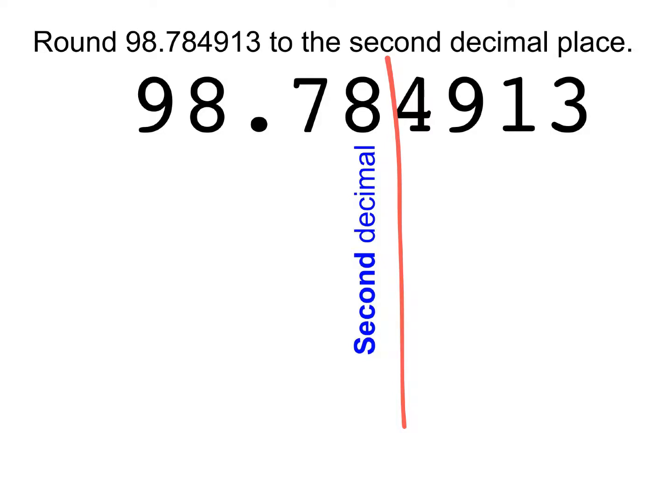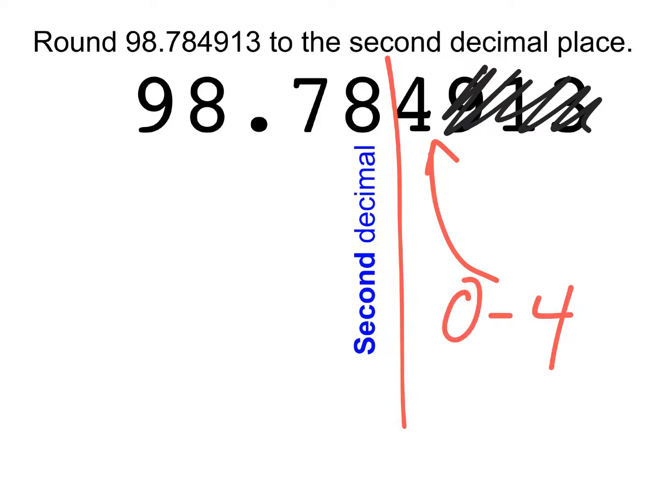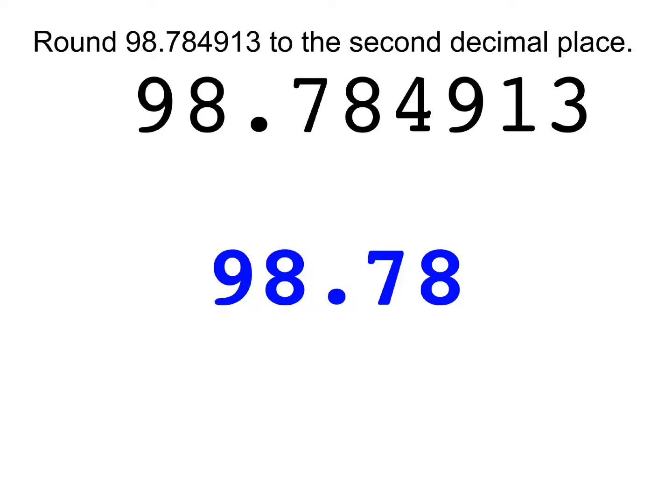All right? Now, what tells us that is the one next number. I don't care about any of these other numbers out here. I only care about that one next number. So based on that, are we going to have to change it to a 79? No. It's going to stay 78. Why? Because this number here, this 4 here, is under 5. If that number is 0 through 4, it means leave it the same. And so it becomes 0.78. Okay.